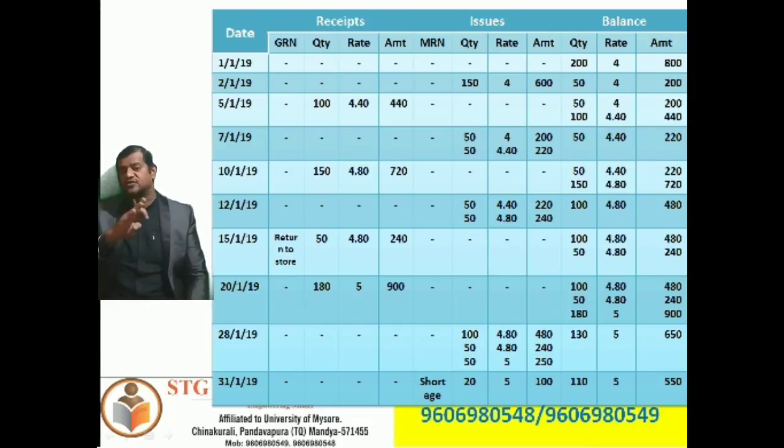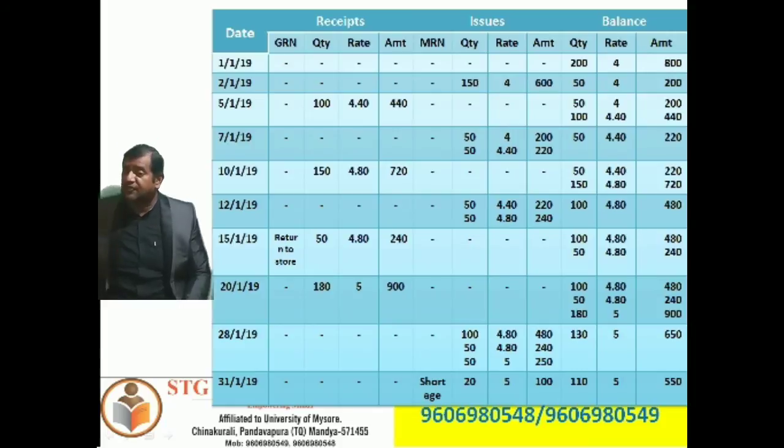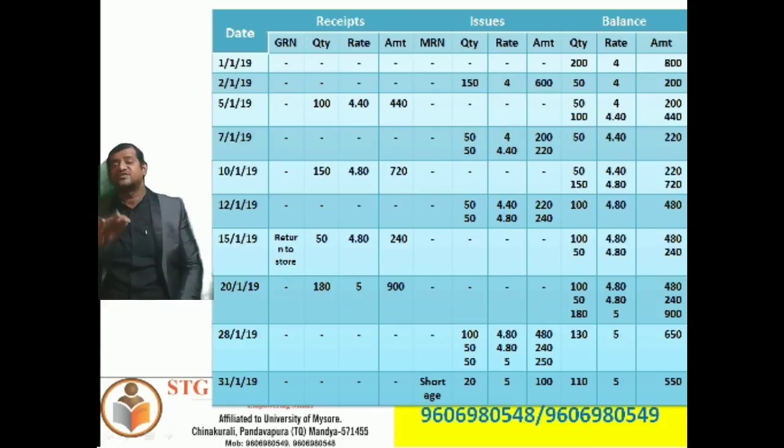So if you get confused, look at the 20/1/2019 balance. The first 100 we have issued first, the second 50 we have issued second, and out of 180 units we have issued thirdly 50 units, so that we got 200 units. So out of 180, 50 units have been issued. The left out is 130 units of rupees 5 each. So that is exactly the value of 650 rupees.